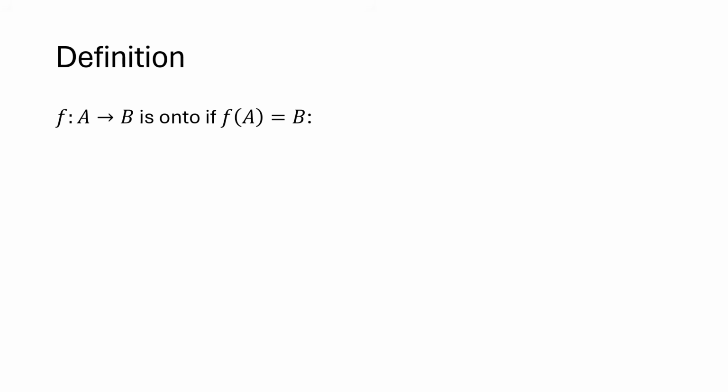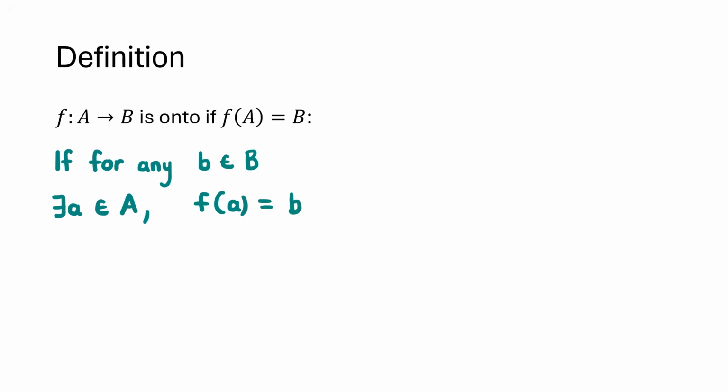Well, it means that if we pick any random element in the codomain, so for any b in B, we are able to find the existence of an element in the domain. So we are able to show there will always exist an a in the set A, such that a gets mapped to b, or f of a is equal to b, then our function is onto.